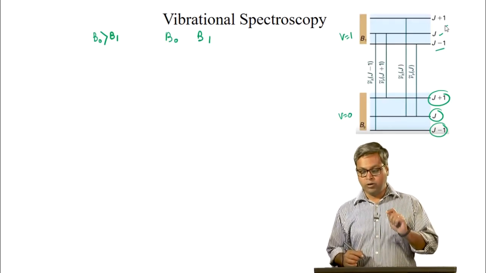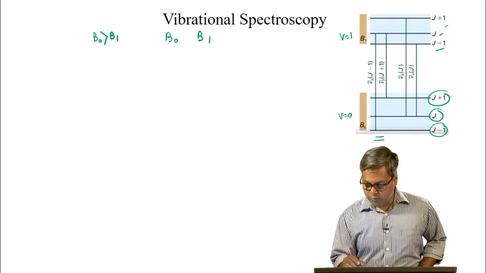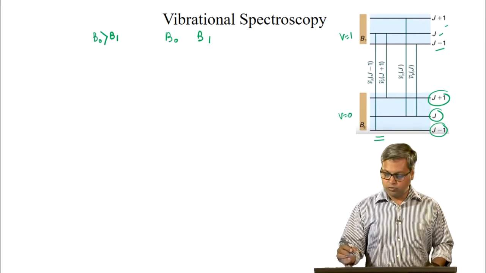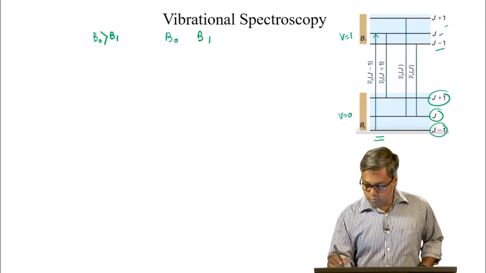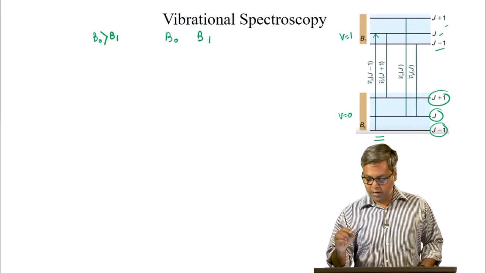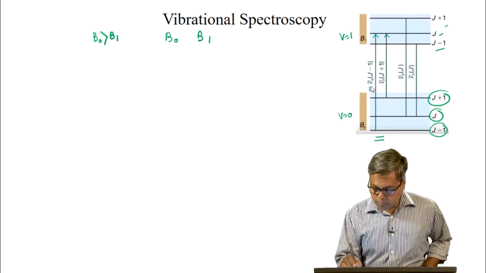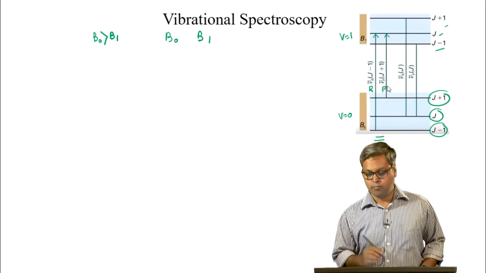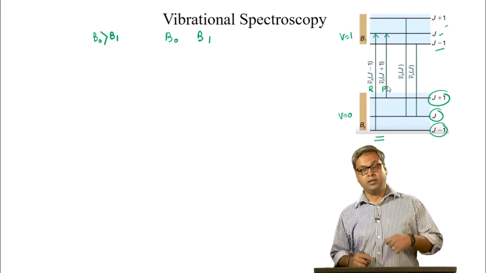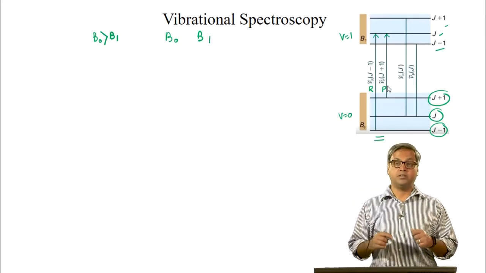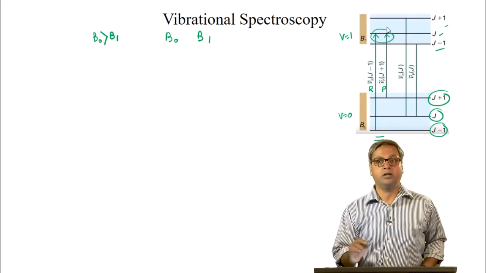So, now let us look into the transitions on the left. The first, or the leftmost transition, starts from V equals 0 J minus 1 and goes to V equals 1 J. And the second transition starts from V equals 0 J plus 1 level and ends also in the J level in V equals 1. So, the first one is part of R branch and the second one is part of P branch, because in one case the J increases by 1 in the final state and in the other case J decreases by 1 in the final state.